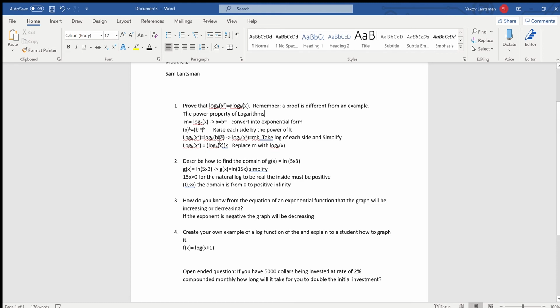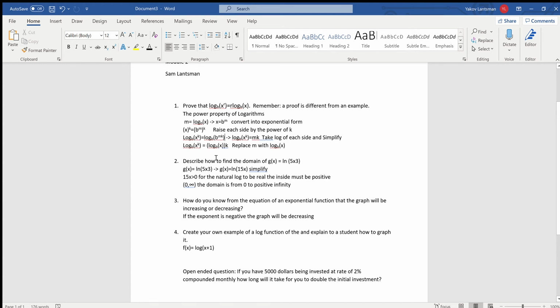Then I took the log base b of both sides to get rid of this b over here, because the log of something that is the same as its base is equal to 1. After that we just bring mk down, making it log base b of x to the k power equal to m times k.